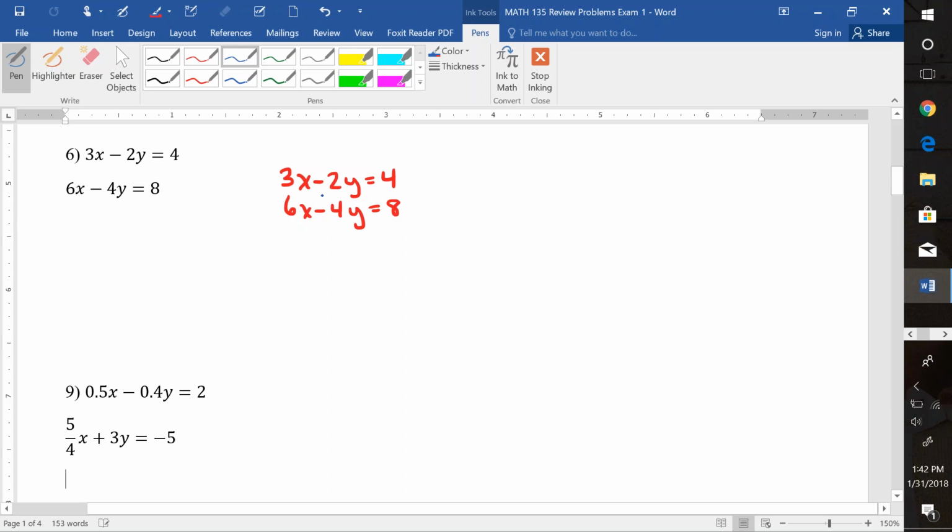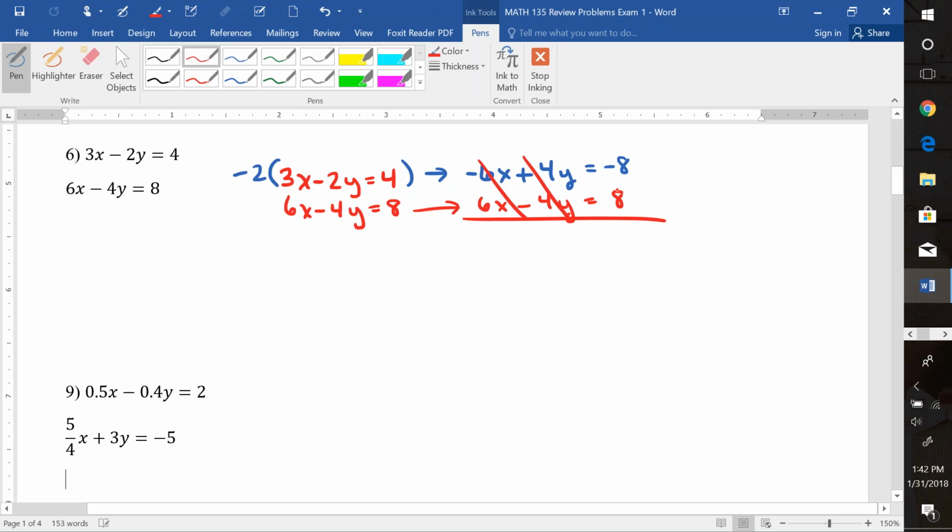And I think I'm going to try to cancel out the y's. So if I multiply this by a -2 on top, that will make that a +4, which will cancel with that. So this would then become -6x plus 4y equals -8. This equation has not changed. So when we add them together, everything cancels out. That means we get 0 equals 0.